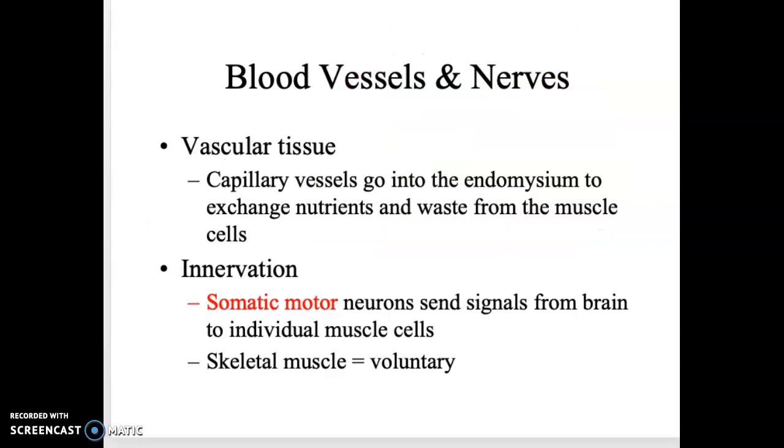The muscular system is highly innervated with blood vessels and with nerves. There are lots and lots of blood vessels within your muscles to allow for giving nutrients and removing waste from the muscle cells. And then we need nervous system communication in order to tell the muscle cells to contract or relax.